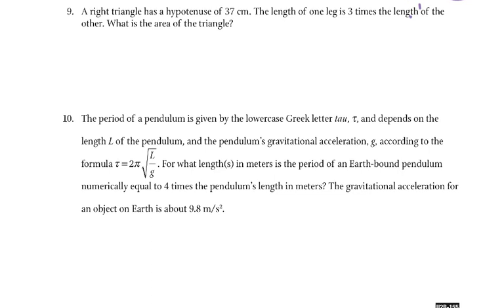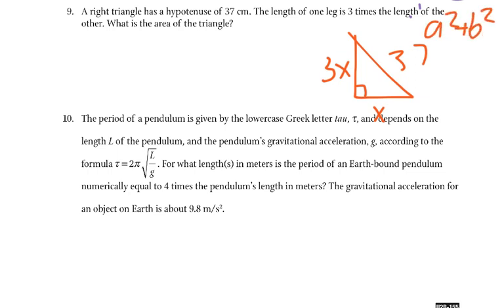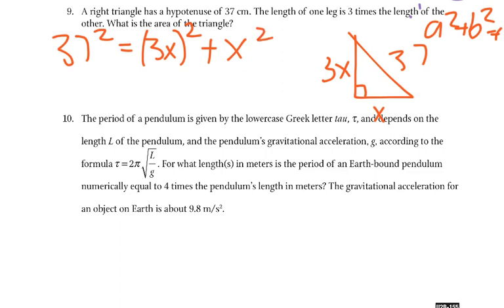Now 9. A right triangle has a hypotenuse of 37 centimeters. The length of one leg is 3 times the length of the other. What is the area of the triangle? So one leg would be 3 times x, and the other is x. So we set up our, it's a right triangle, so a squared plus b squared equals c squared. So I have 37 squared equals (3x) squared plus x squared.